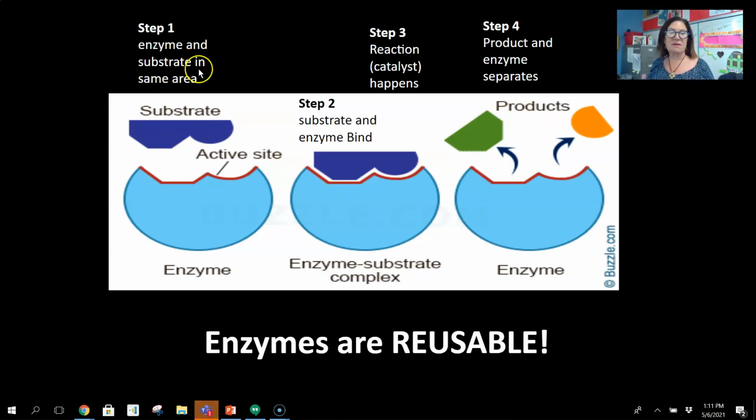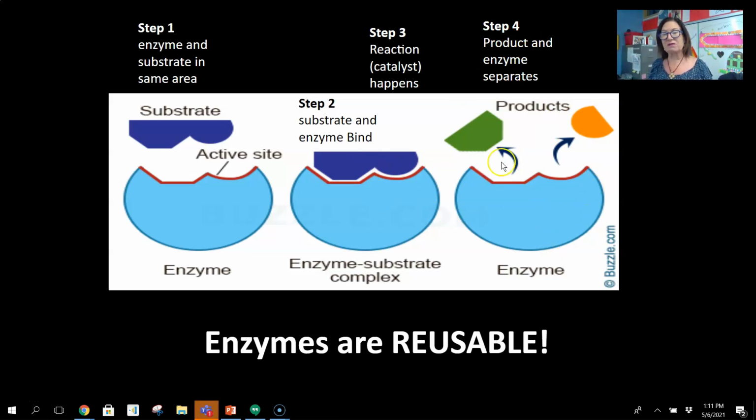step one, enzyme and substrate in same area, right? So they're hanging out in the same area. And then step two here, substrate and enzyme bind. So notice how the active site is a very specific shape and how the substrate has that shape and can bind to it. So then the reaction's going to happen, right? It's like me turning the key to my car. Something's going to happen. And then step four is the product.